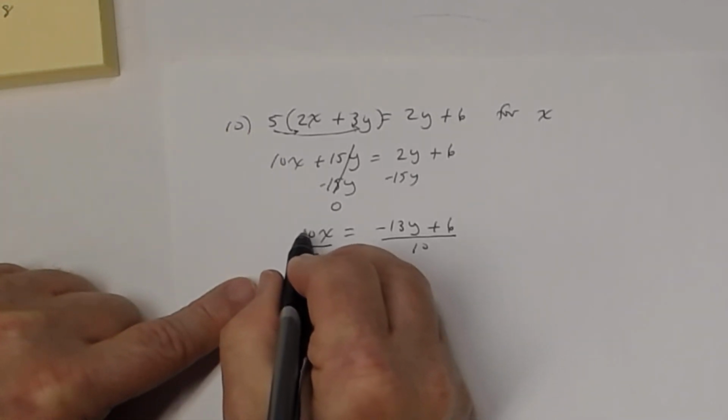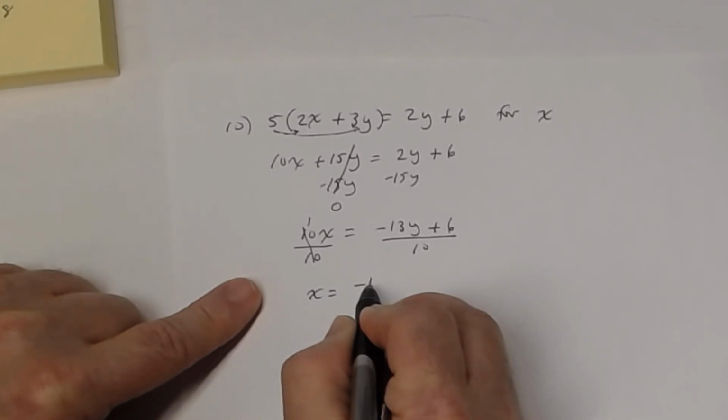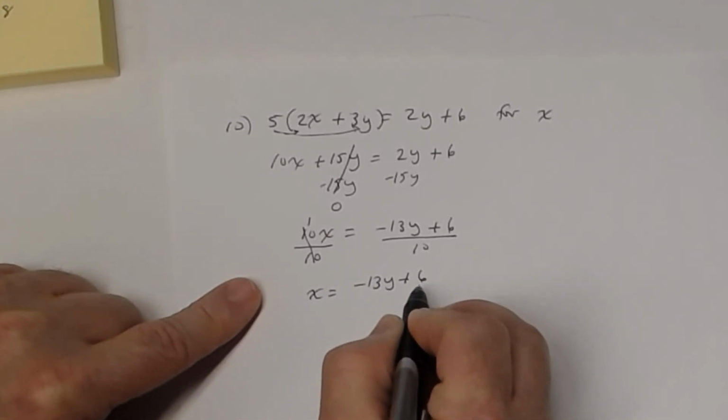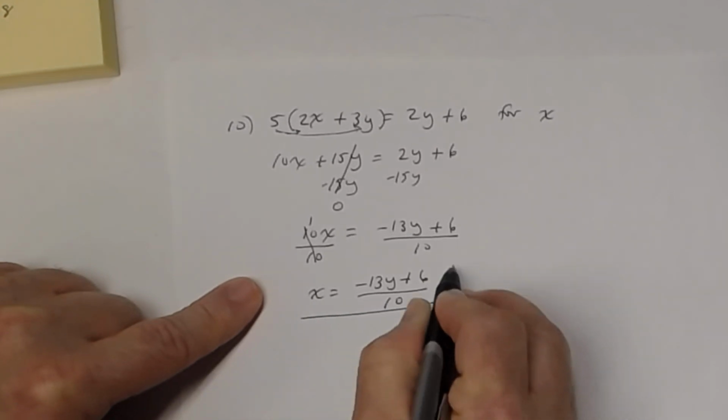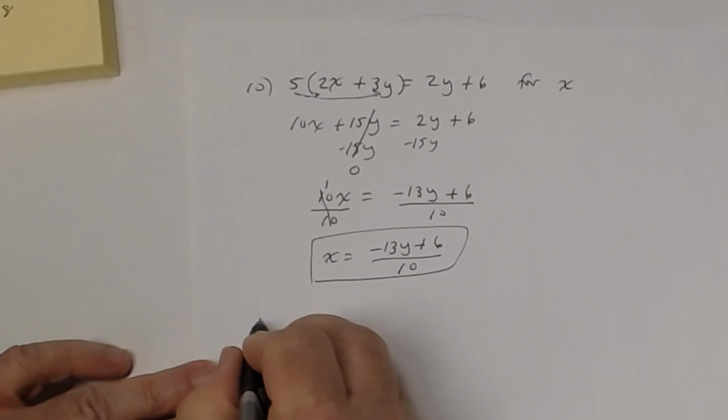And so simplifying, 10 divided by 10 is 1. 1 times x is x. So I get x equal negative 13y plus 6, divided by 10. And there's your answer. All right, so that's all you do. And then finally, let's make this the last one.